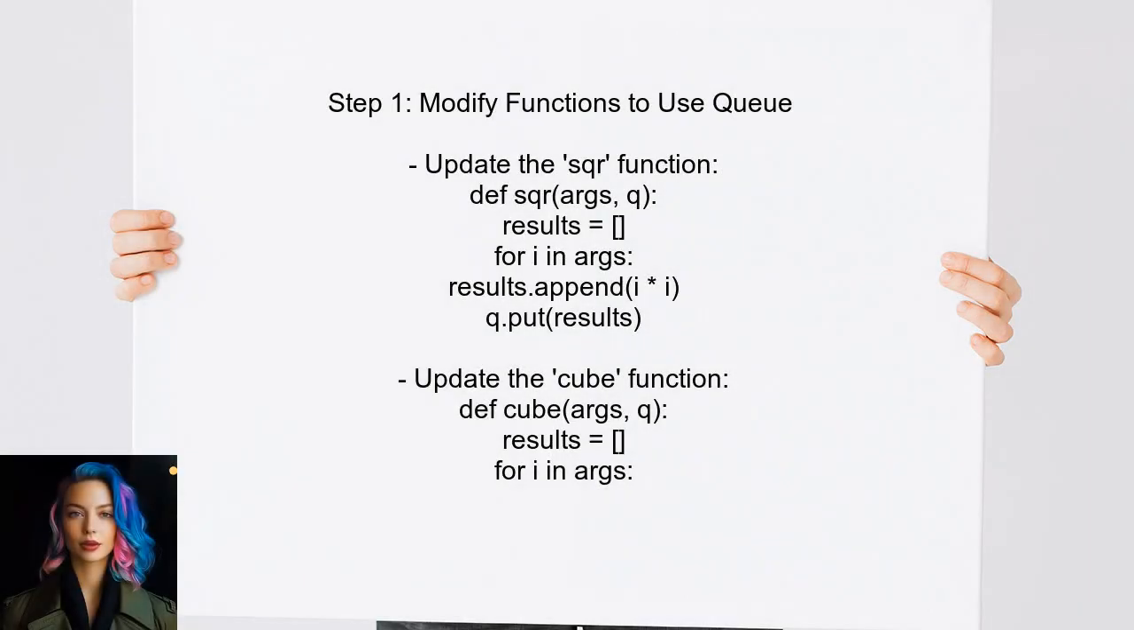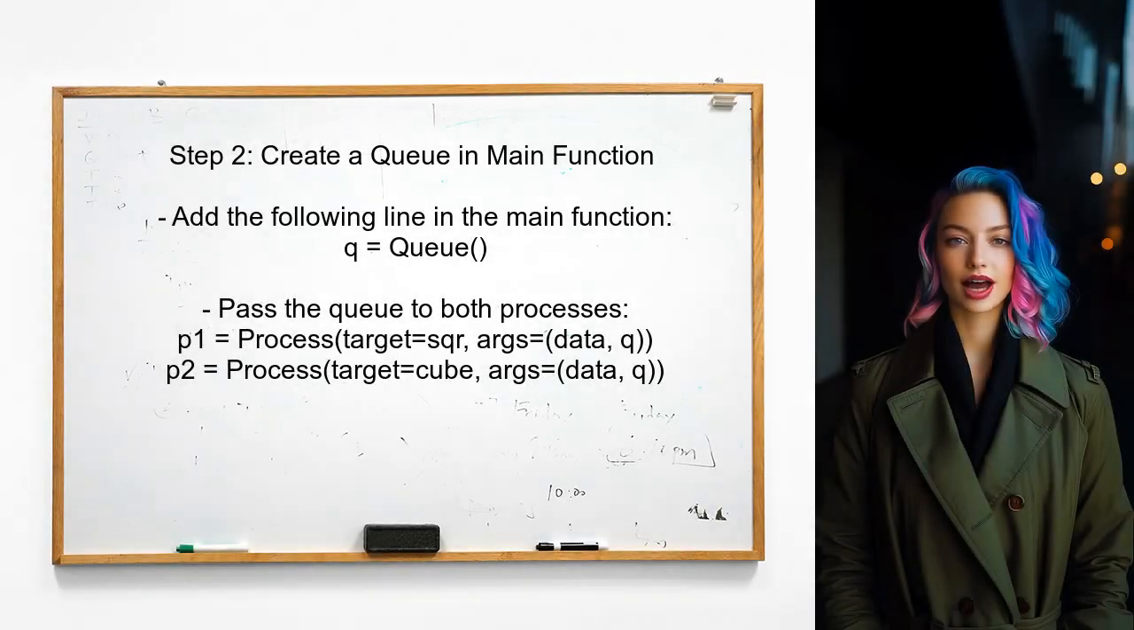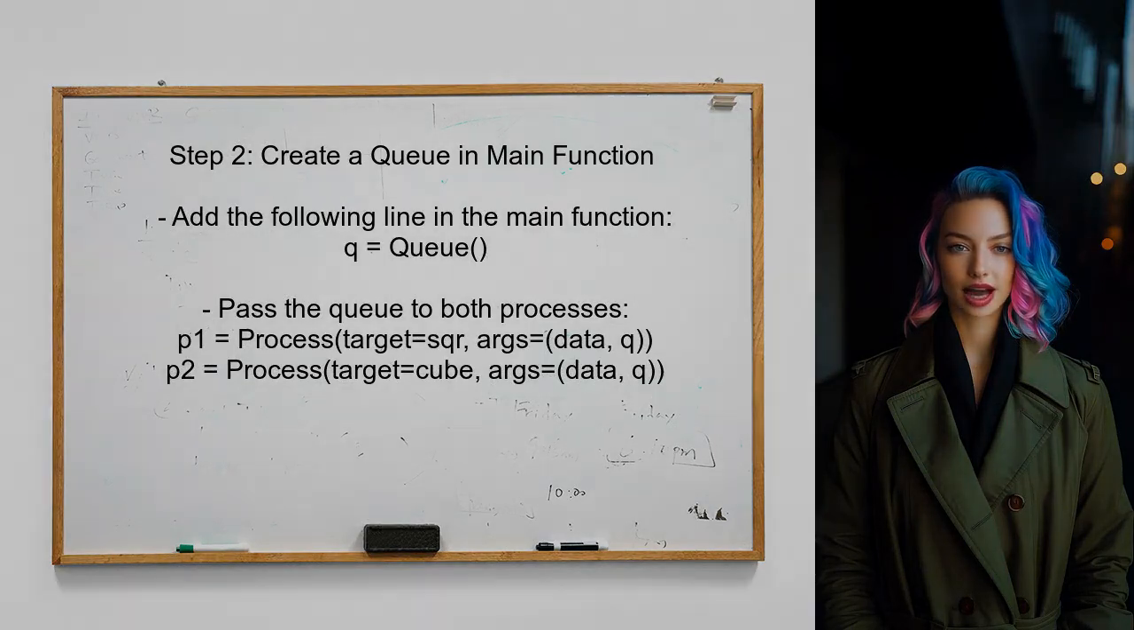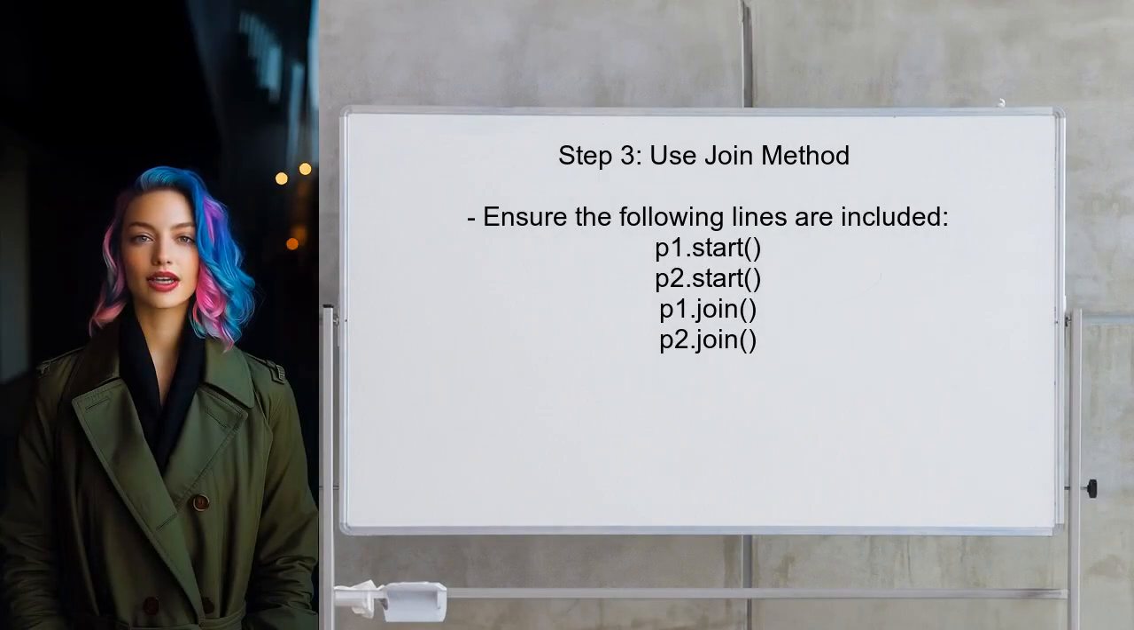To begin solving the user's issue, we need to modify the functions to accept a q as an argument. This will allow us to store the results of the calculations. Next, the user should create a queue in the main function. This queue will be passed to both processes, allowing them to send their results back. After starting the processes, the user should wait for them to finish using the join method. This ensures that the main program waits for the processes to complete before proceeding.